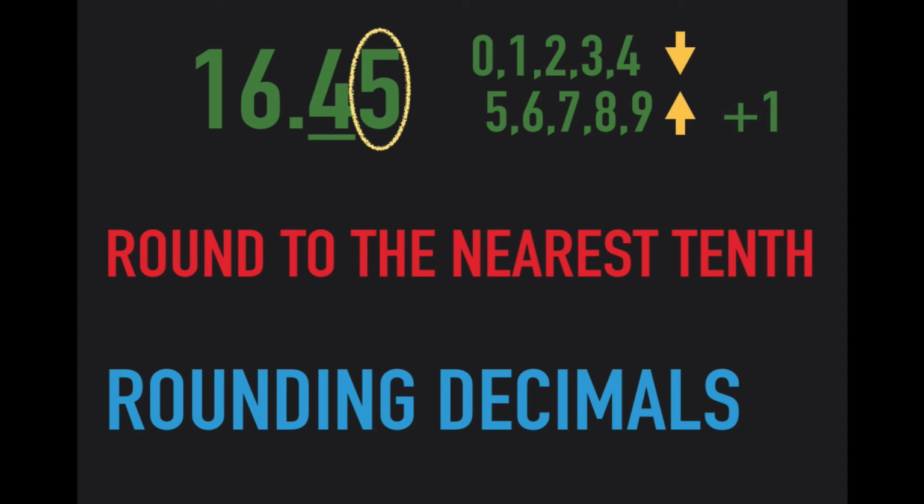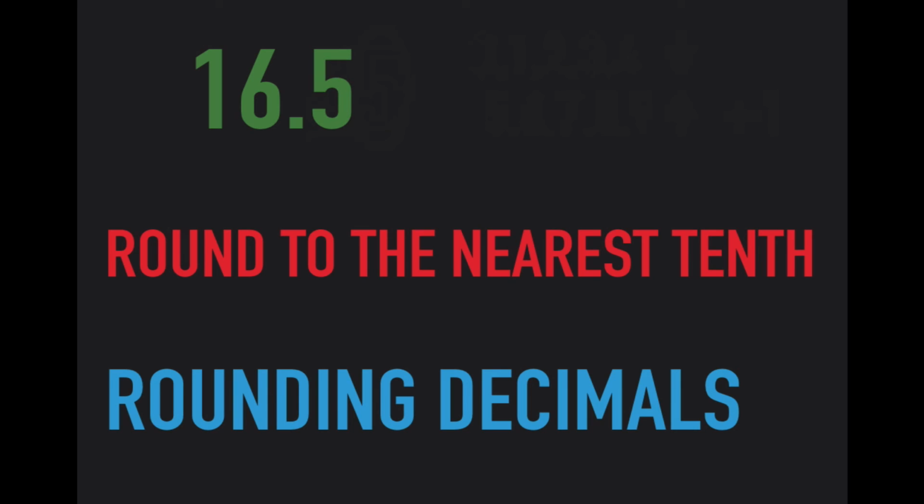That target number, in this case the 4, two things can happen to it when we're rounding. One is that the number will stay the same, and two, the number will increase, but the number will never decrease. When I round down, that 4 never becomes a 3. It's either going to be a 4 or a 5. In this example, of course, because the number to the right is a 5, that means I'm going to round up, and that 4 becomes a 5.